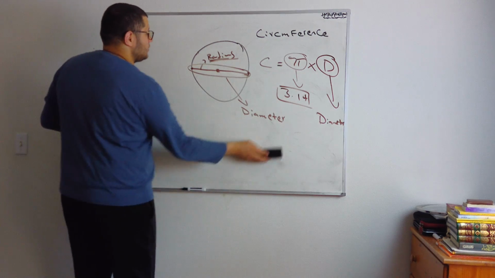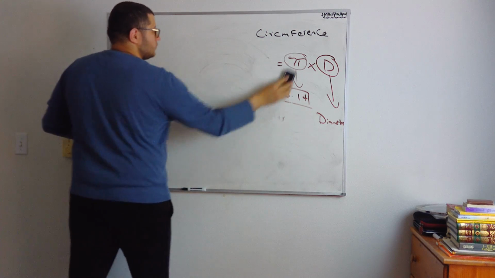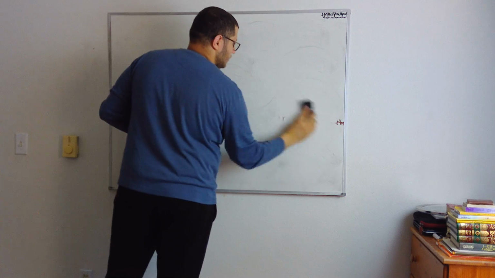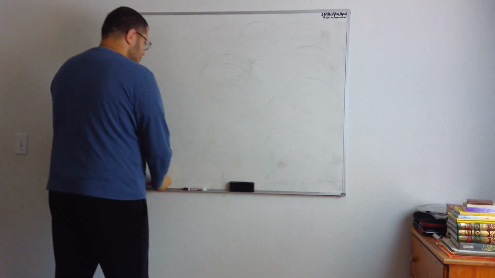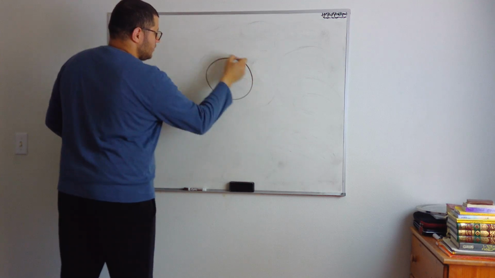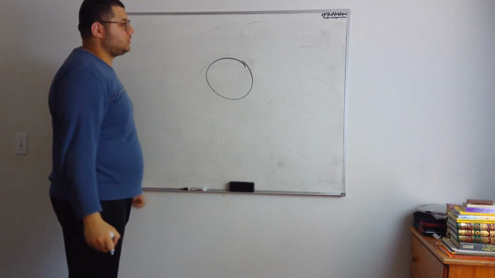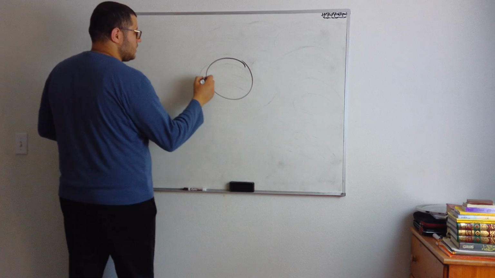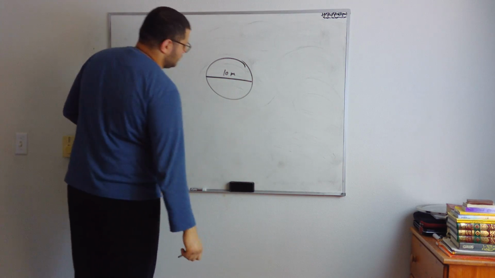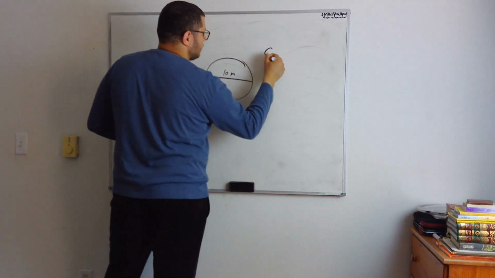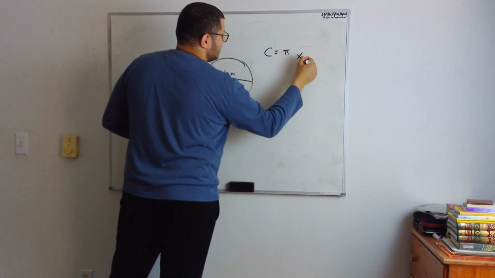Now let's say we have a circle right here, and we want to determine what? We want to determine the circumference of the circle. Let's say the diameter is about 10 meters. So circumference is equal to pi times the diameter.